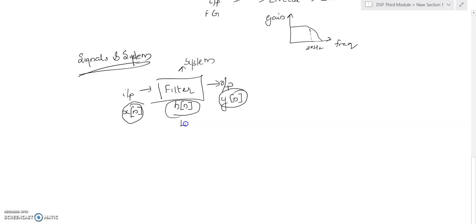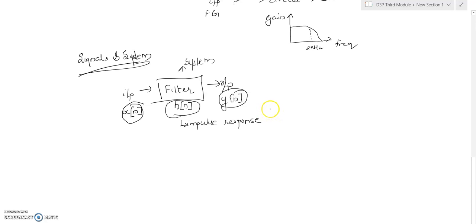If you remember, I had mentioned h of n as the impulse response, and in the previous modules I explained what impulse response is. Impulse response is the way in which the system responds to the impulses that come in the form of the input signal, and that is what defines your output.